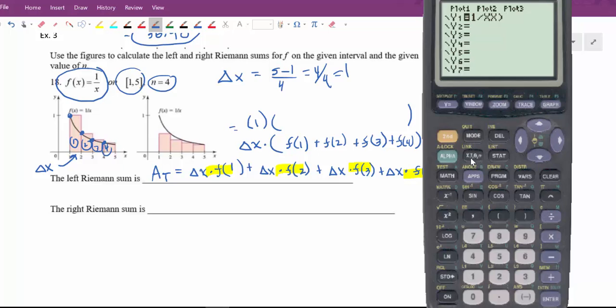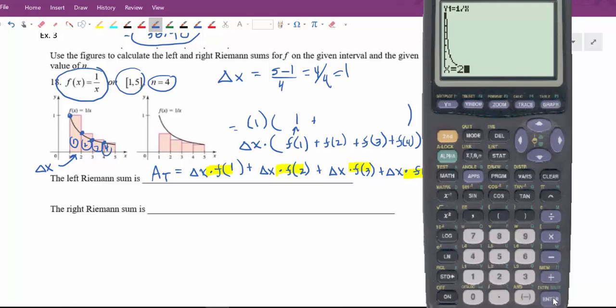The same window for the last problem probably will work out okay, so let's just start it like that and see if we get a decent graph that looks kind of like what I have. Okay, all right, so we got that. Now just trace. Trace 1. Okay, you get 1. So f of 1 is 1.